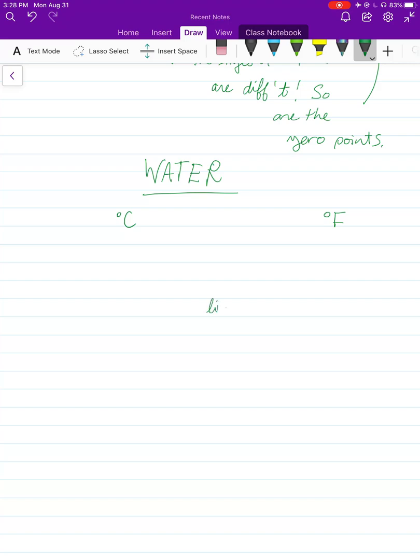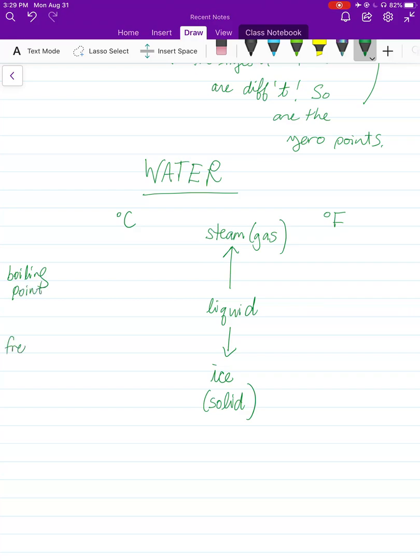Water is a substance that, like any substance, undergoes phase changes. So it can go from liquid water to ice. Ice is just solid water. So that's called freezing. It can also vaporize from liquid water to steam. And steam is just the gaseous form of water. Now, the temperatures at which these phase transitions happen are known as the boiling point and the freezing point, respectively, of water.